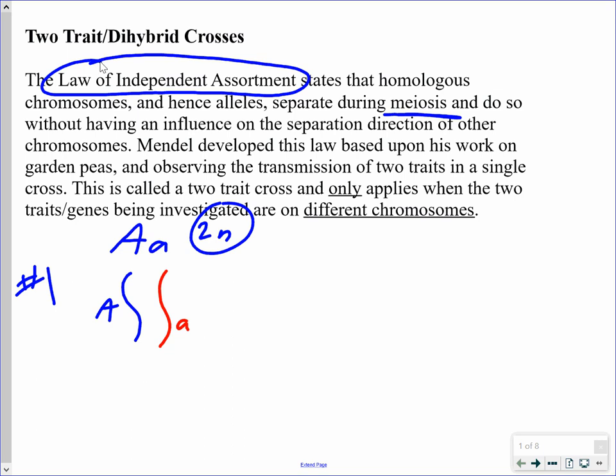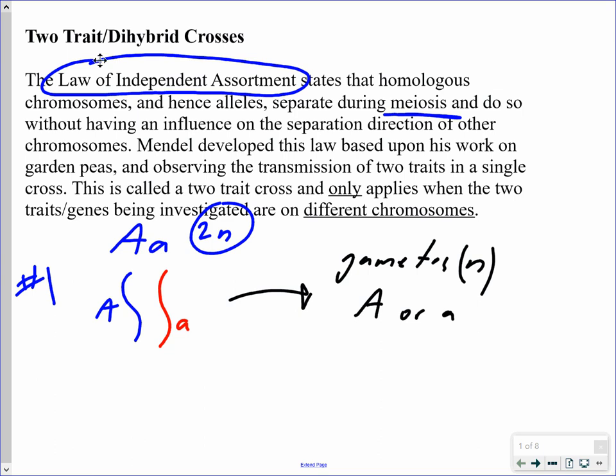So what we know already from single trait crosses, this would be a single gene for a single trait. And what we would then know is that the gametes of course are not going to be diploid, they are going to be haploid, and they will have either one or the other chromosome, meaning they would have either the capital A or the lowercase a, but not both of them.